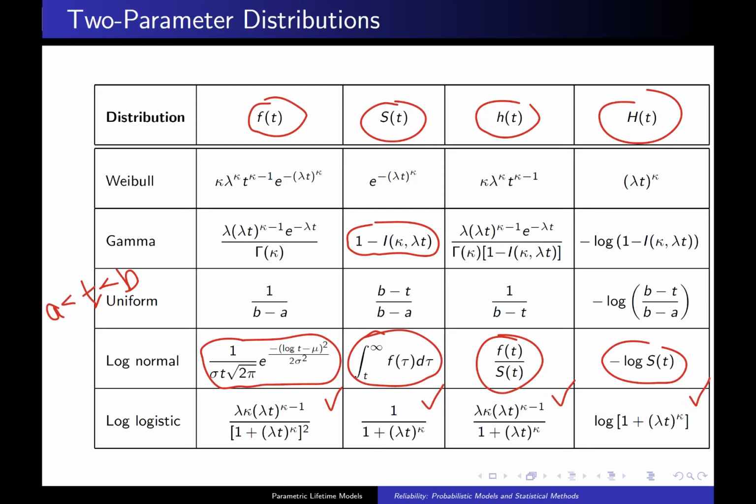So if I were to take this list and say what distribution gets used the most often in reliability, I would put the Weibull distribution at rank 1. Probably the log logistic gets used the second most, and then the log normal gets used next. One thing interesting though about the log normal is this is the first one we've encountered that actually has that upside down bathtub shaped hazard function.